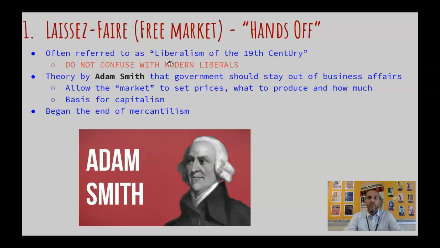This is the basis for capitalism in the United States. This is really the basis of the origination of U.S. economic policy and that of many Western countries. This is also the end of mercantilism. Instead of the government issuing these joint stock companies, this free market says that the government should get rid of these joint stock companies and get rid of mercantilism and allow any merchant to go out and trade, because the government should not get involved.